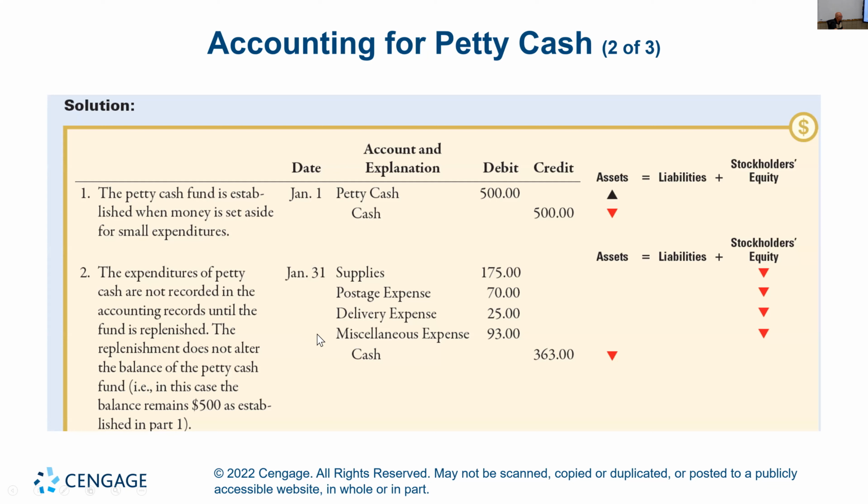Whenever you replenish it, you're not actually affecting the petty cash account anymore. You look at the receipts. $175 went to buy supplies, $70 was for postage, $25 for delivery, and $93 in miscellaneous expenses. We record them right now as we put 363 cash out. Basically it's kind of keeping that petty cash balance at 500. That's what that cash is doing there.